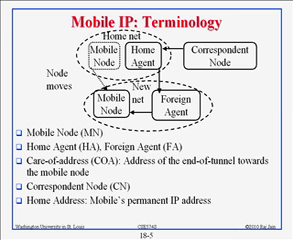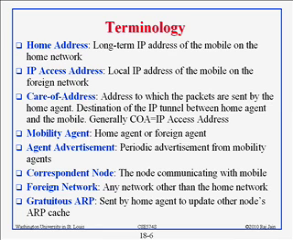And the home address is the address to which the packets are originally sent by the correspondents, and that's the only address people know. And so the home agent picks that up. So there are these terms we have used: home address, IP access address. Now IP access address is different from the home address.